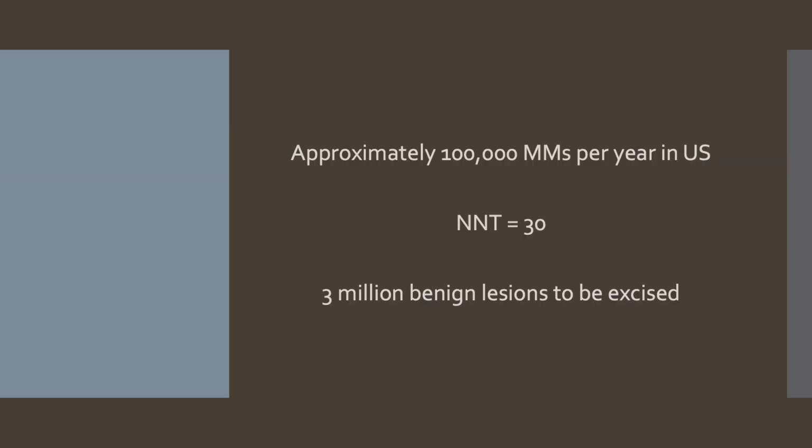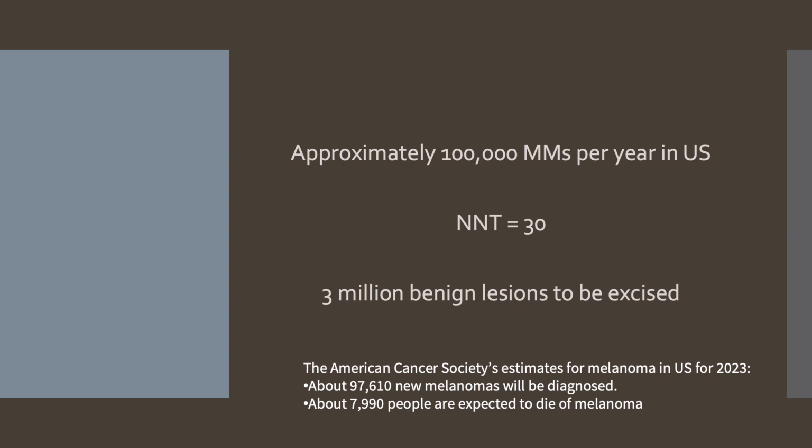The incidence and prevalence of melanoma in the Western world or white population is quite high. According to an estimate of the American Cancer Society for melanoma in the US for 2023, more than 97,000 new melanoma cases will be diagnosed in 2023, and about 8,000 people are expected to die of melanoma, which is quite high. So, approximately 100,000 new malignant melanoma cases are diagnosed per year in the US.